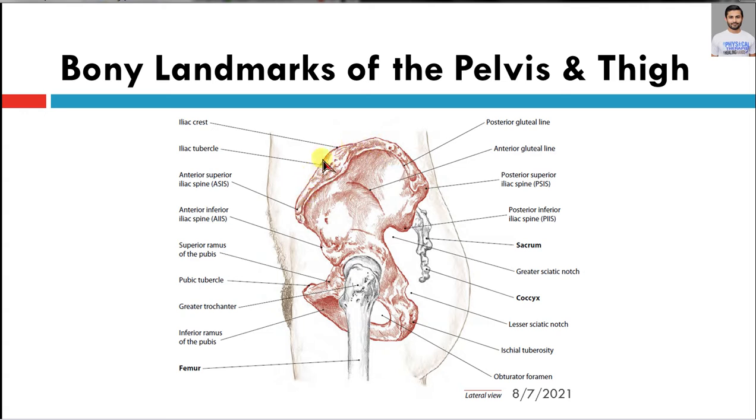So the most prominent part of this bone will be the iliac crest. So this is the iliac bone, and then on the anterior side you will find the ASIS. On the posterior side you will find a prominence which is the PSIS, and similarly all the structures that we discussed before.